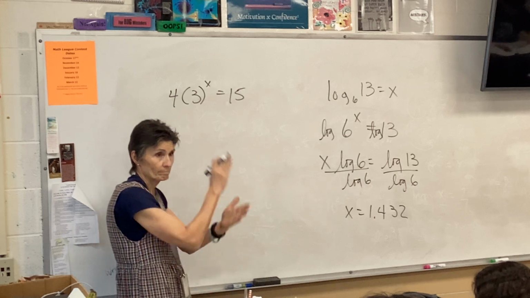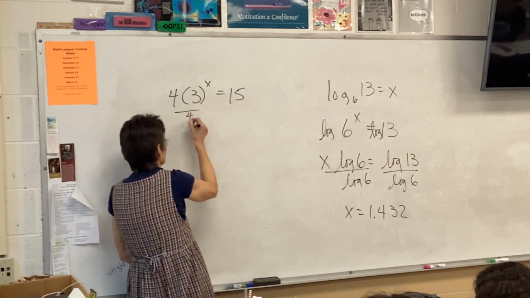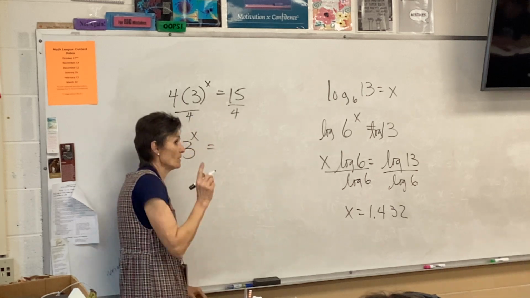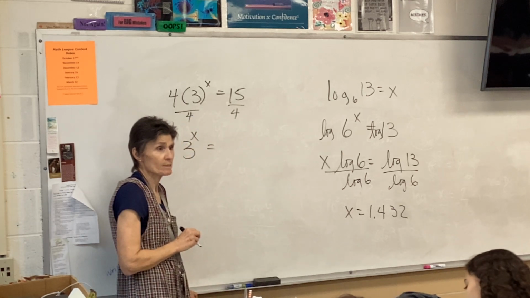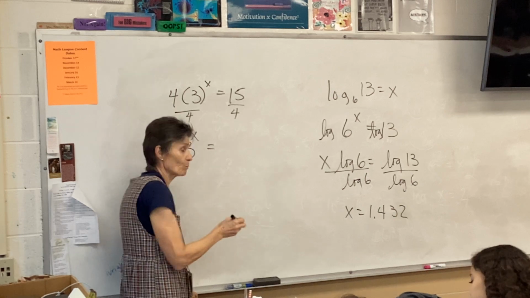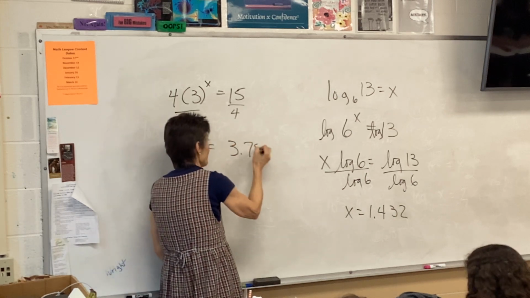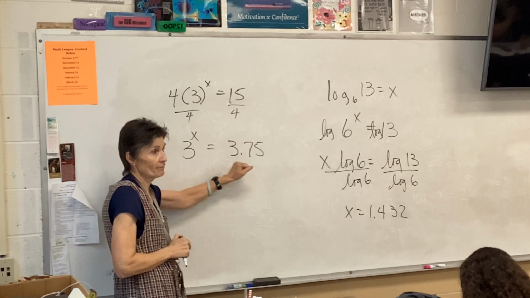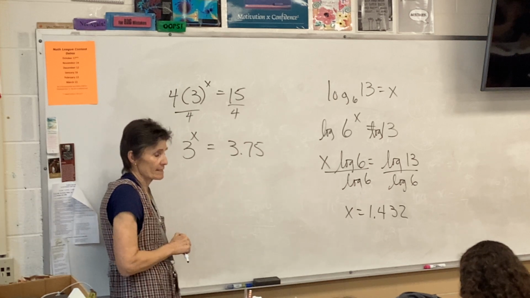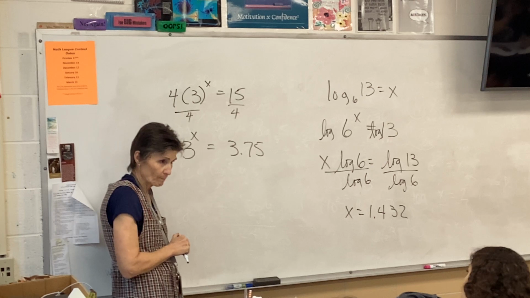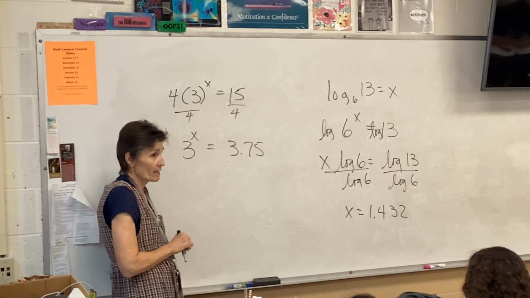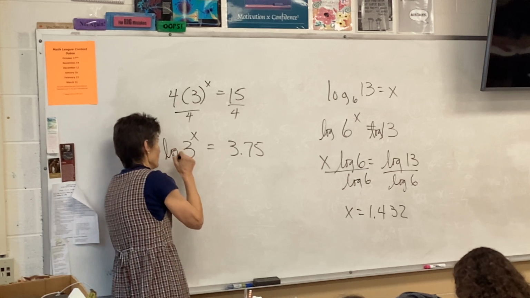Step 1, divide by 4. So 3 to the X equals, now feel free to leave it 15/4, but if you would rather use 3.75, that's fine. I don't want you rounding that number off, but that one divides nicely, so you can do that if you wish. And then, isn't it just like that one now? Don't I need to log both sides?